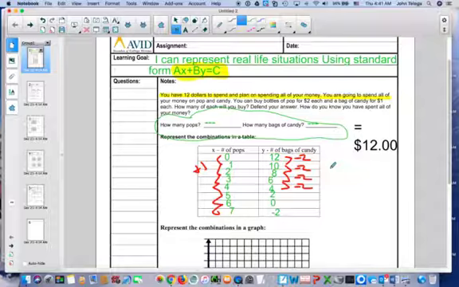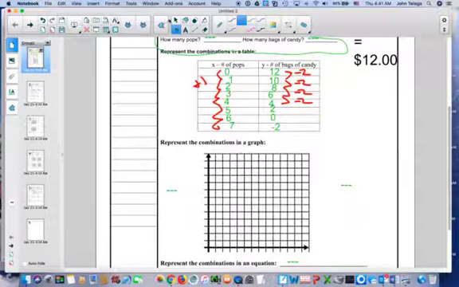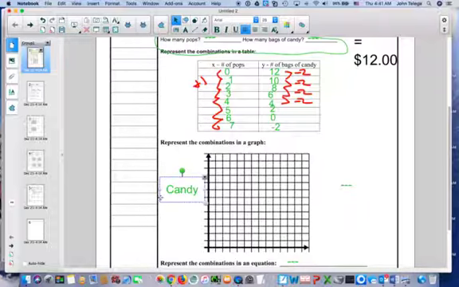Basically, any one of these points can be a point on a number line, right? So let's set up our graph. We got candy over here on this side. And then on the bottom, we'll make this our pop. All right. And we'll put some numbers in here.